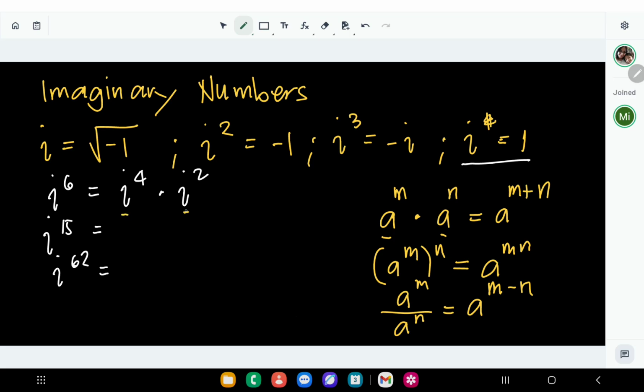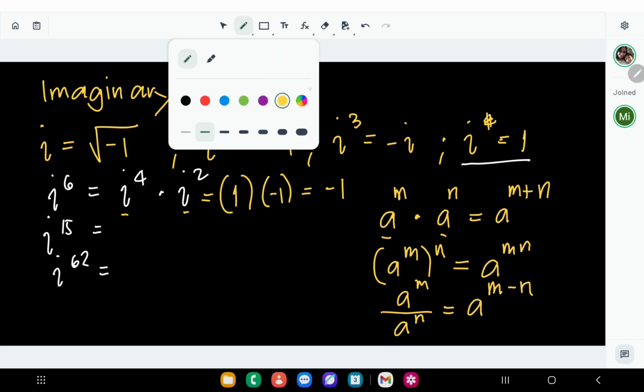So we have the same base i, and then we just add the exponents. 4 plus 2 is equal to 6, right? So this is just equal to i to the 6, and i to the 4th is equal to 1, so that is 1. Then i squared is equal to negative 1. So 1 times negative 1 is just equal to negative 1. Therefore, i to the 6 is just equal to negative 1. Alright? You understand that?